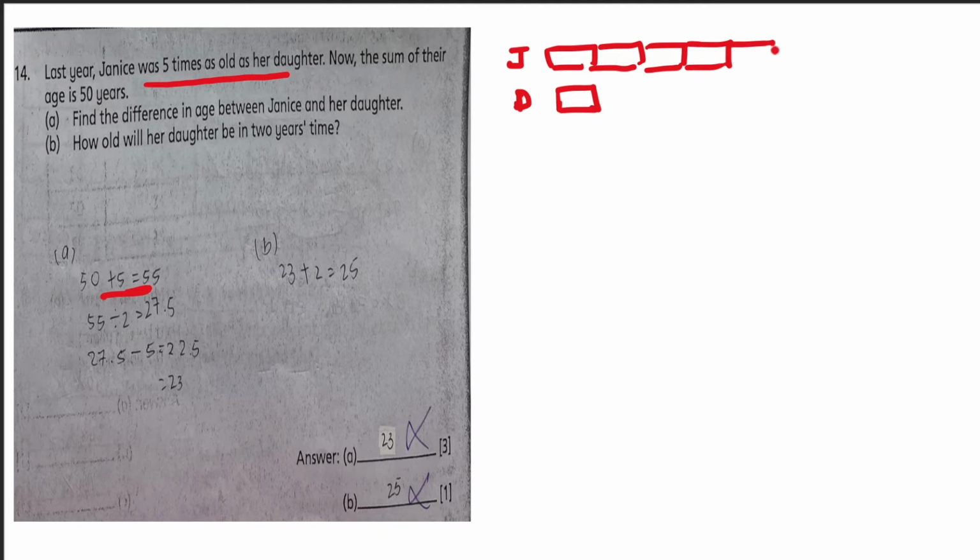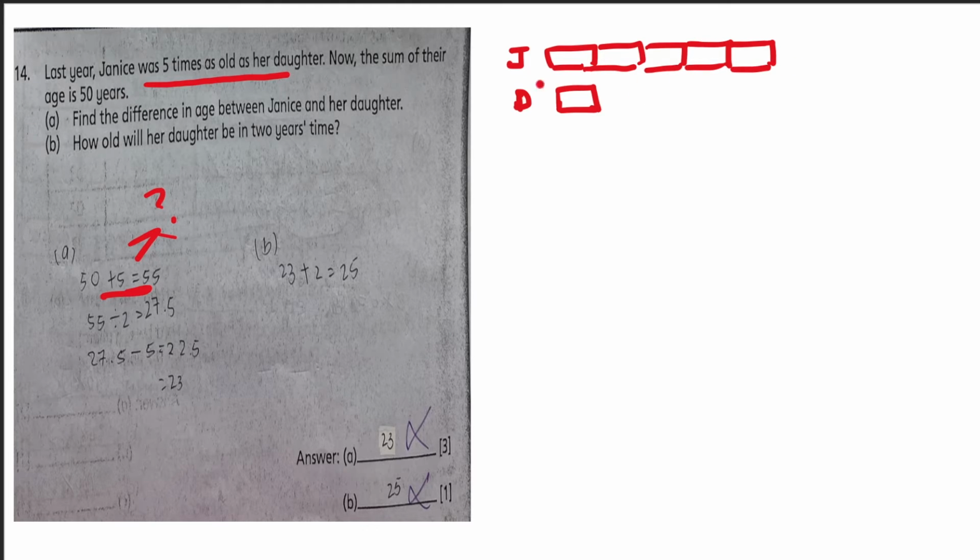If you add 50, add 5, why do you actually do this? That means 50 years old, then you add 5 is 5 years later. No, this doesn't make sense. 5 times means if the daughter is 1 unit, then the mother will be 5 units.